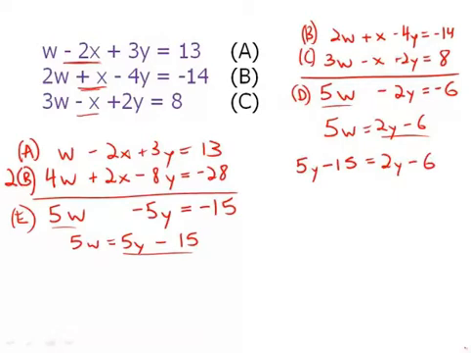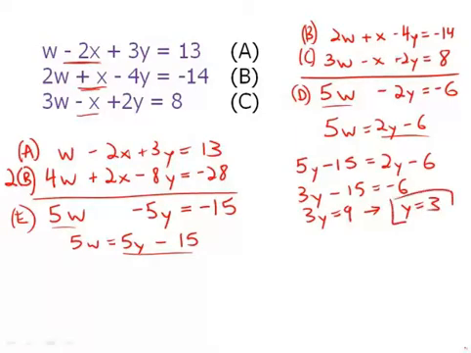Well, now I'm down to one equation with one unknown. This is great. I know how to solve this. Subtract 2y from both sides, and we get 3y minus 15 equals negative 6. Add 15 to both sides: 3y equals 9. Divide by 3, and we get y equals 3.